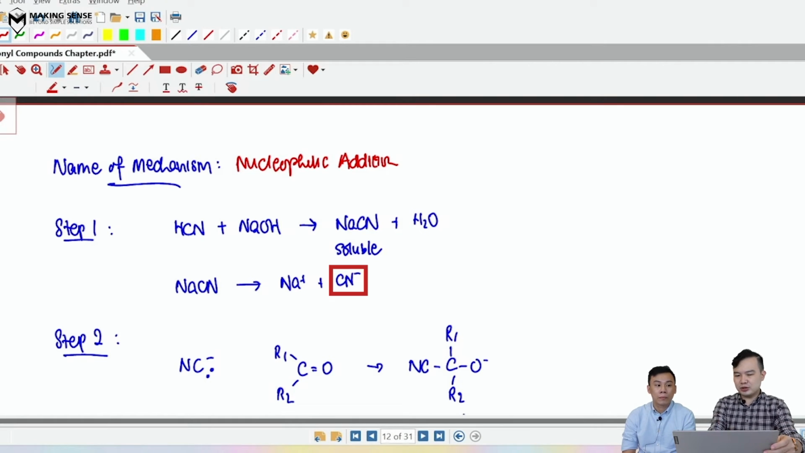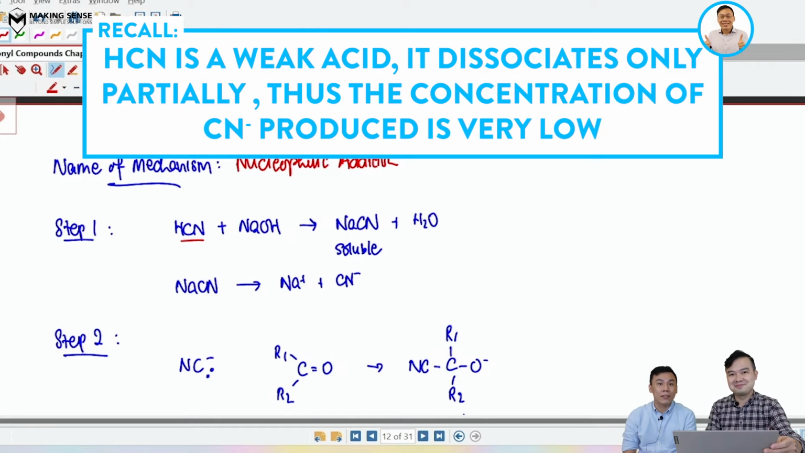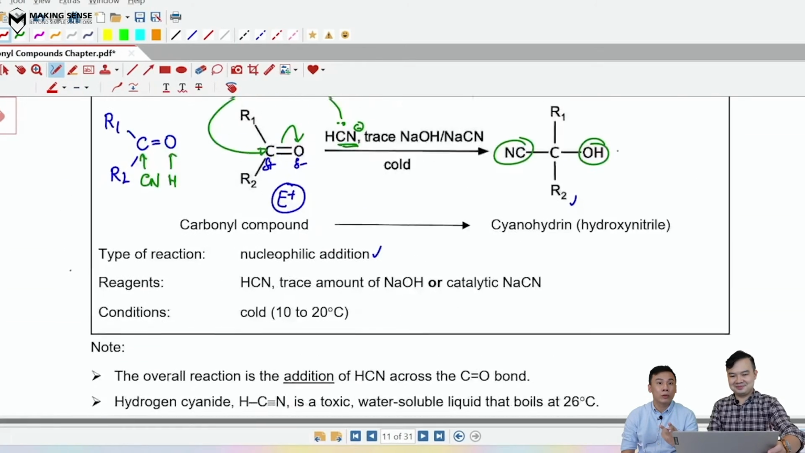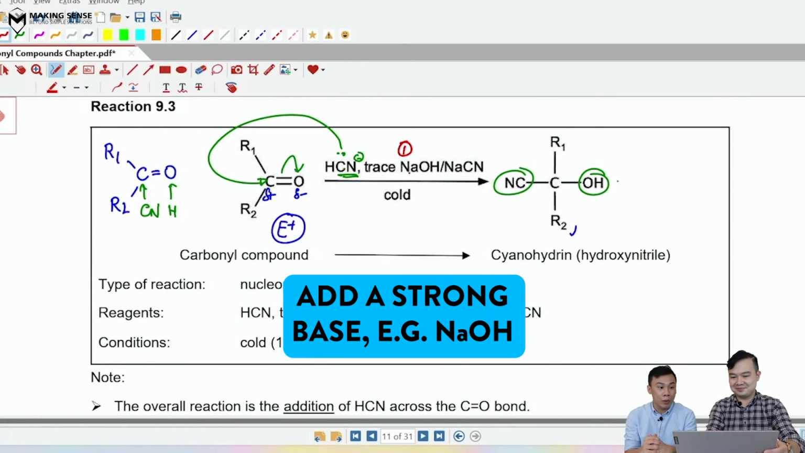Now, just now I told you that the HCN is the one that is giving you the CN minus. But unfortunately, I don't think that this is going to work purely. Why is that so? Because HCN is a weak acid. It dissociates only partially. So the concentration of cyanide ions produced just based from the HCN is very low, so the reaction will not proceed at a significant rate. So what do you think that we can do to increase the concentration of CN minus then? There's two strategies you can use. Firstly, we could add a strong base, NaOH, for example.